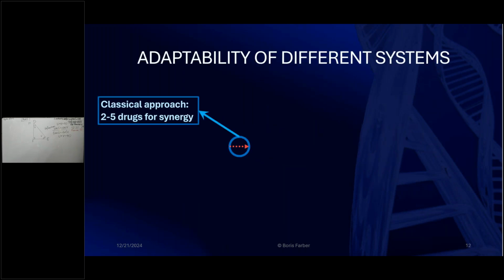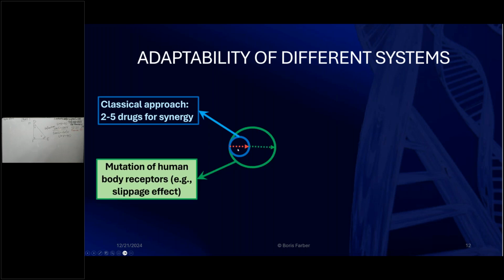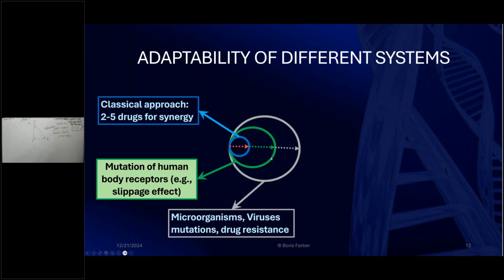And one thing is very important. Maybe some of you will be in medical fields. Classical approach: the area of changeability is very small, and the mutation or slippage effect of the body is bigger, this green one. But microorganisms change configuration in a very big range. And these drugs become not efficient at all because bacteria, in order to survive, have an area of changeability that is much bigger.